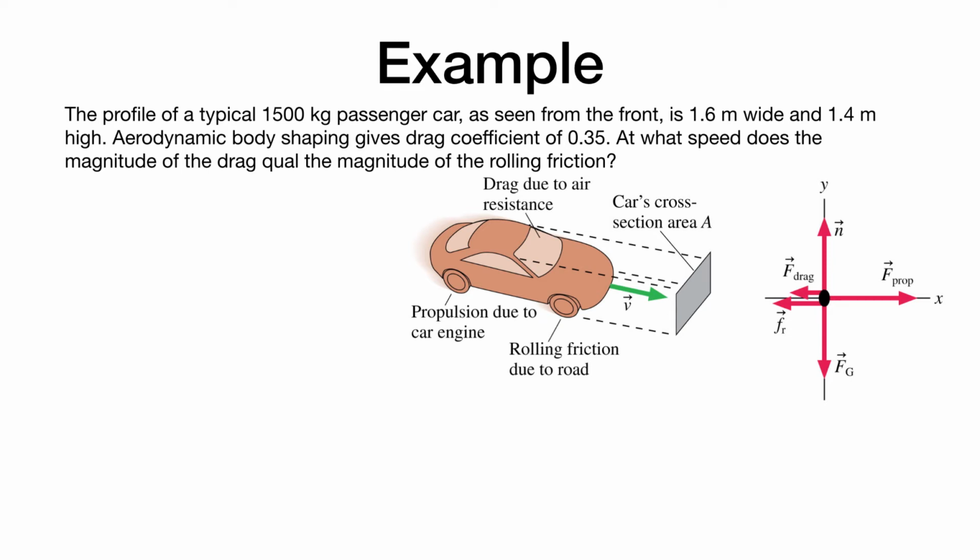In this final video, we're going to work through an example together, and then we'll summarize everything we've learned about drag. In this example problem, the profile of a typical 1,500 kilogram passenger car, as seen from the front, can be approximated with a rectangle that is 1.6 meters wide and 1.4 meters high. Aerodynamic body shaping happens to give a drag coefficient of 0.35 for this particular vehicle. At what speed does the magnitude of the drag force equal that of the rolling friction?